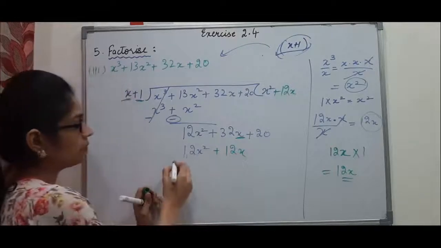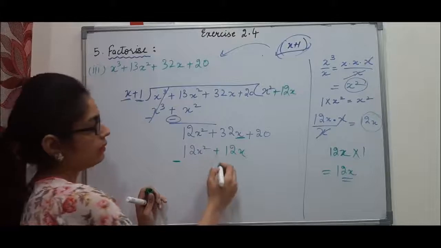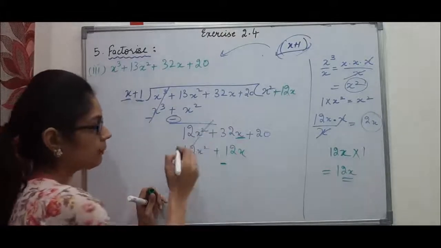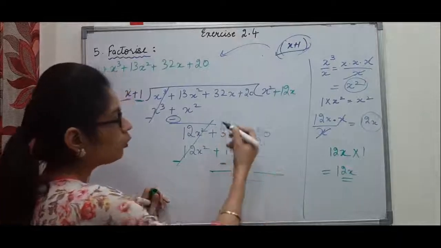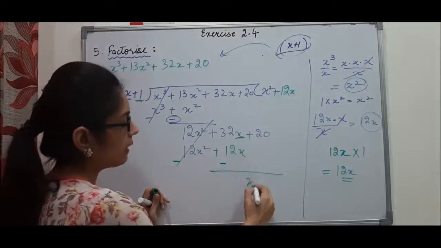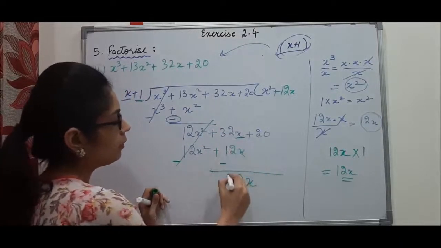Now I have to change signs. Plus will be changed into minus, here also plus will be changed into minus. Same terms with opposite signs get cancelled. And now I have 32 minus 12. x I will write as it is. And then I get 20.